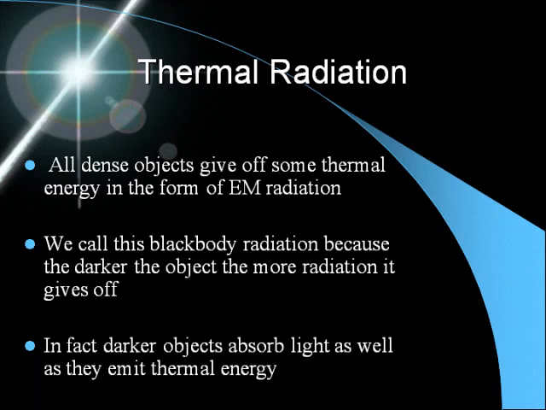Now, for an object to emit this type of radiation, it has to be dense. All dense objects will give off some thermal energy in the form of this electromagnetic radiation. And when we say dense, anything denser than a gas of density like we might find in our own atmosphere. Again, we call it black-body radiation because dark objects tend to radiate more radiation than lighter objects, as well as the fact that dark objects absorb light more easily.